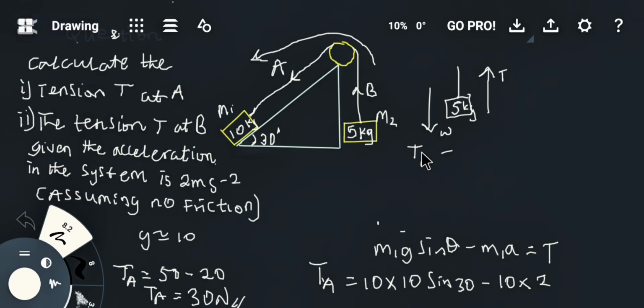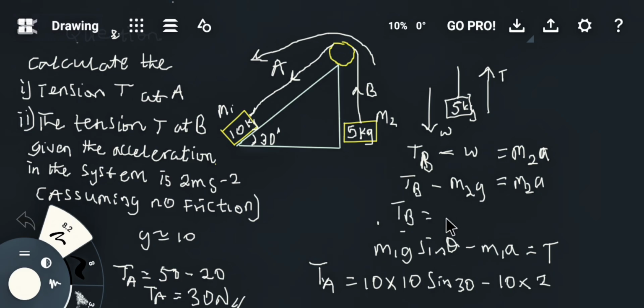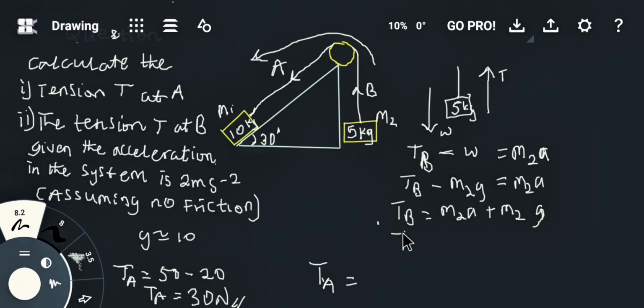So the tension at B, if we subtract the weight acting downward from it, we get the resultant, which is the mass m2 multiplied by the acceleration of the system. Expanding that further, we have the tension at B minus the weight, which is m2 g, equal to m2 a. Breaking that down, the tension at B is equal to m2 a plus m2 g.